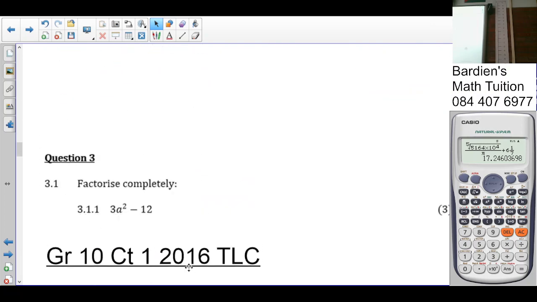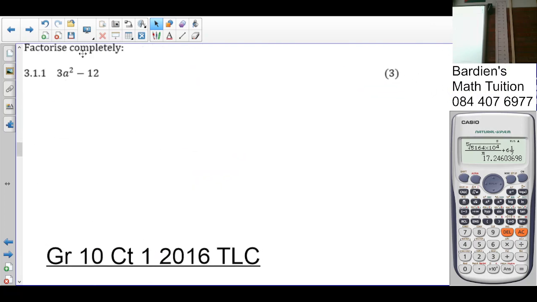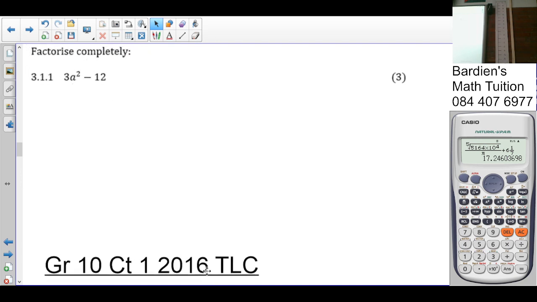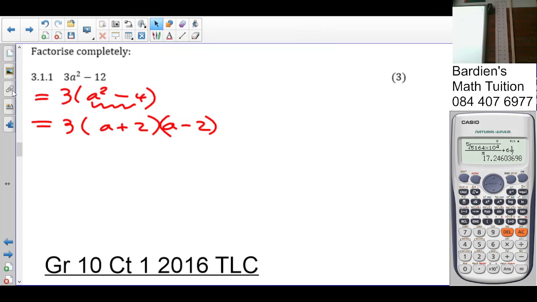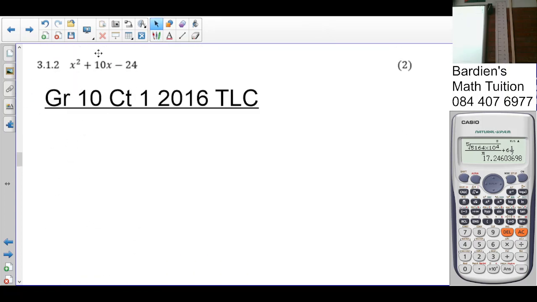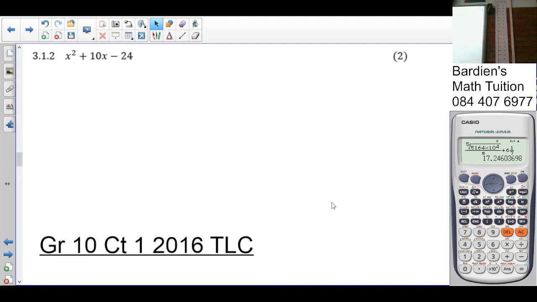Let's carry on. We're busy with question 3. The question says factorize completely. So we can factorize further, we take it further. Okay. So the first one, the question says we've got 3a squared minus 12. Take out the common factor. Common factor overrides all types of factorization. So now we've got difference of 2 squares. So it's 3 into a plus 2, a minus 2, or a minus 2, a plus 2.